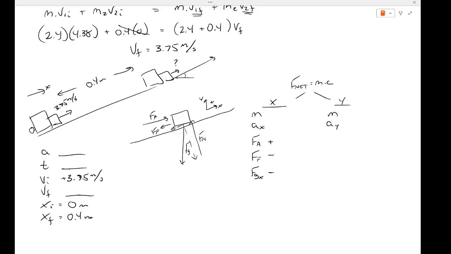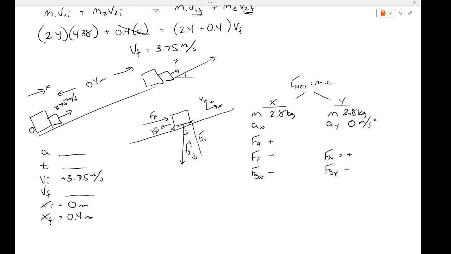In the y direction, we have gravity in the y, which is acting in the negative direction, and we have the normal force, which is acting in the positive direction. So we have those 2 forces. Now we know the total mass of this system is 2.8 kilograms. And we know in the y direction, we're on the surface, so we're not accelerating, which means if I can find one of these forces, I know the other. I know what they have to be.